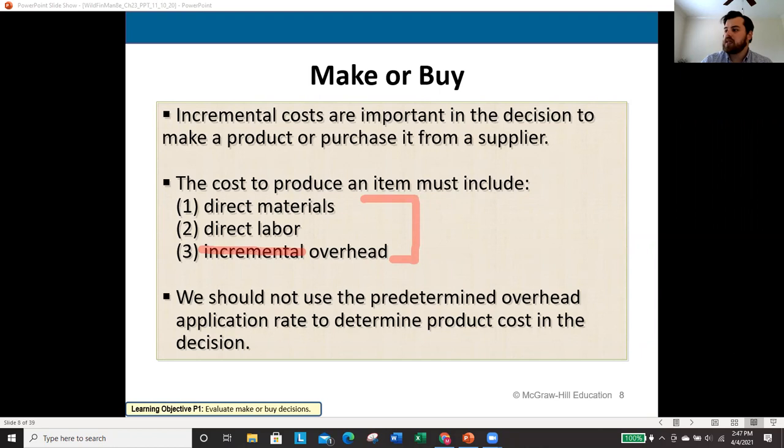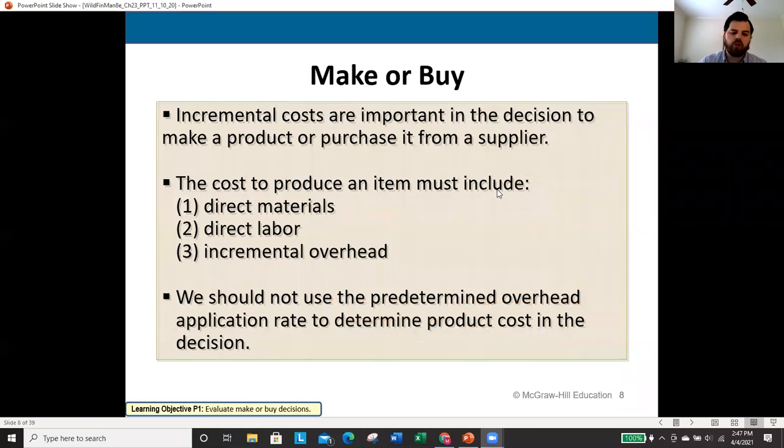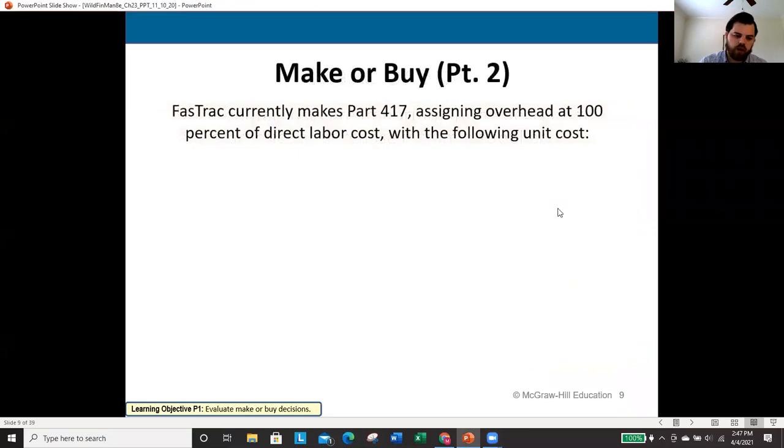Now, there is a key note down here at the bottom. Notice we should not use the predetermined overhead application rate to determine product cost in this decision. So here's the problem with using that total predetermined overhead rate. It includes the total amount. It does not include only the incremental amount. So we'll go ahead and see this work out.